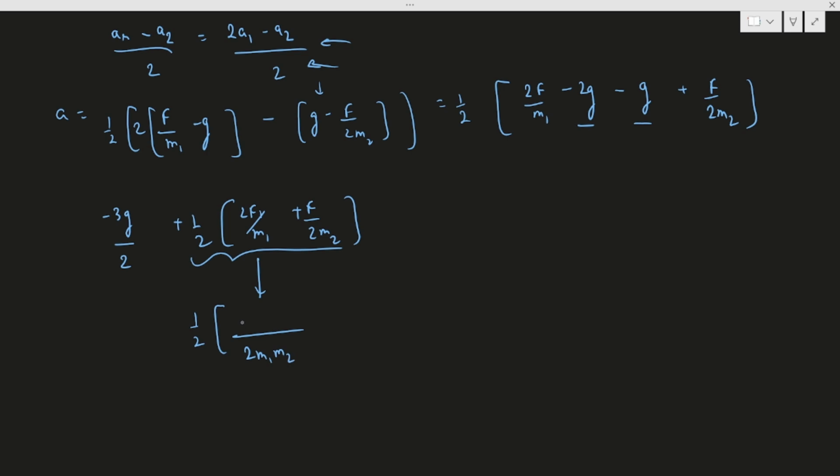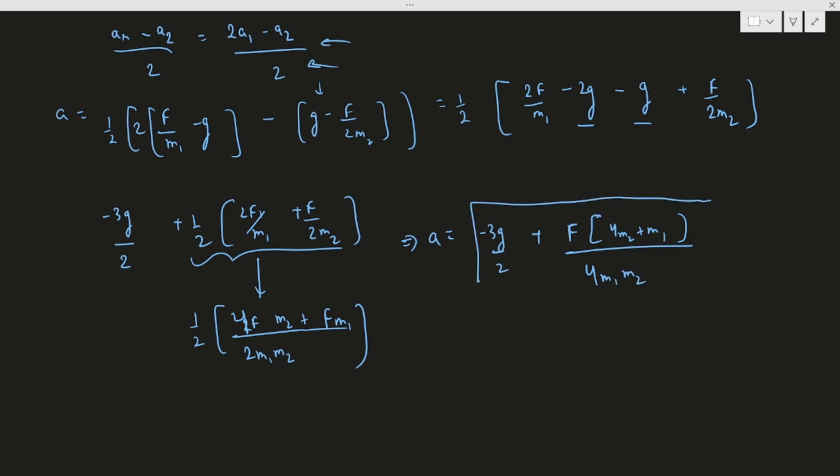with LCM 2M1M2, we get 4F M2 plus F M1 in the numerator. So the value of A will be minus 3g by 2 plus F, which I bring outside, times (4M2 plus M1) by 4M1M2. So this is our answer.